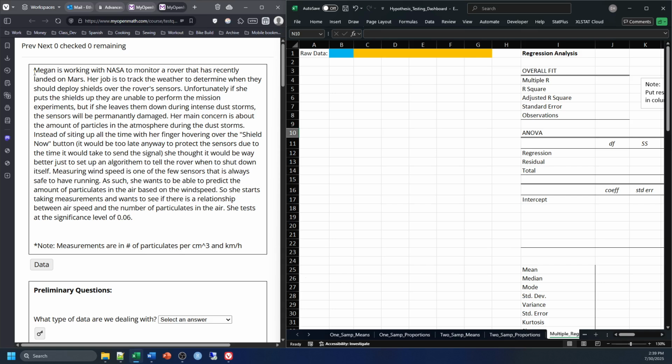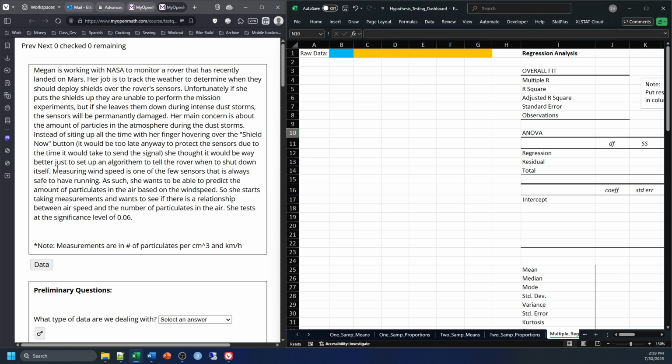Here it says, Megan is working with NASA to monitor a rover that has recently landed on Mars. Her job is to track the weather to determine when they should deploy shields over the rover's sensors. Unfortunately, if she puts the shields up, they are unable to perform the mission experiments. But if she leaves them down during intense dust storms, the sensors will be permanently damaged. Her main concern is the amount of particles in the atmosphere during the dust storms. Instead of sitting up all the time with her finger hovering over the shield button, it would be too late anyway to protect the sensors due to the time it would take to send the signal.